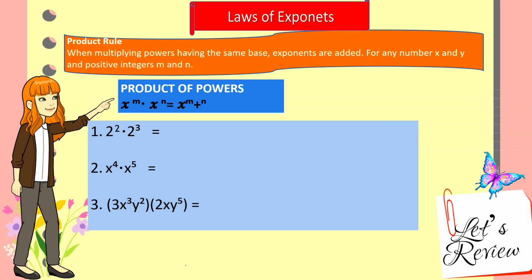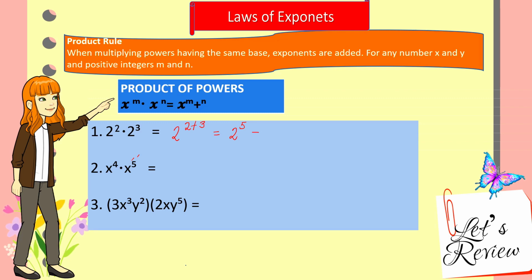So let's have an example. Number 1, 2 squared times 2 cubed. It is 2 raised to 2 plus 3. Copy the base, and then the exponent is 2 and 3. We have to add this. So we will have 2 plus 3 equals to 5. So 2 is raised to the fifth power. So this is not yet our final answer.